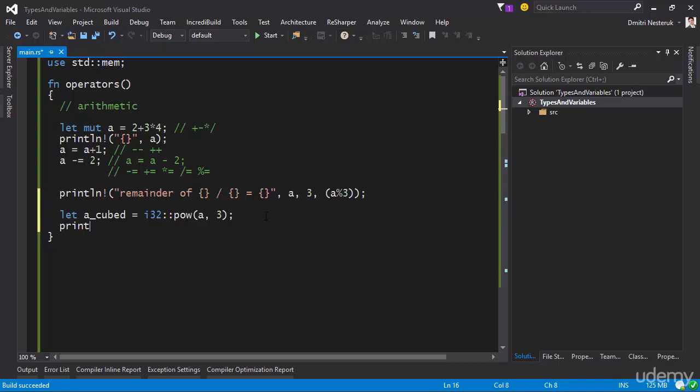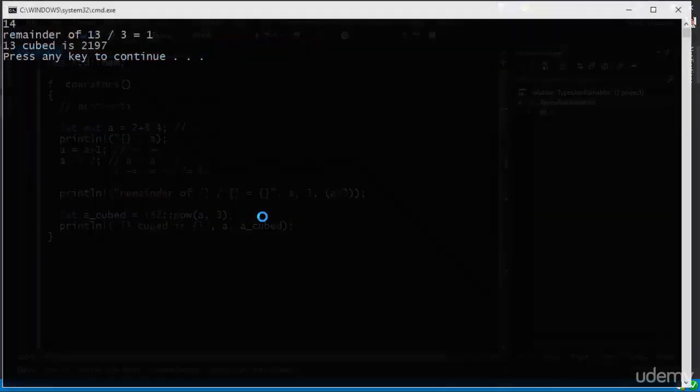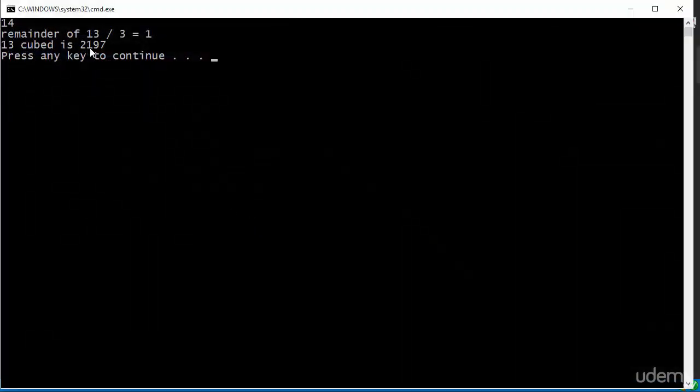And let's println that just for the sake of completeness once again. So a cubed is equal to this. So a and a cubed. There we go. Let's run this. So 13 cubed is 2197. I'm going to assume that's correct.